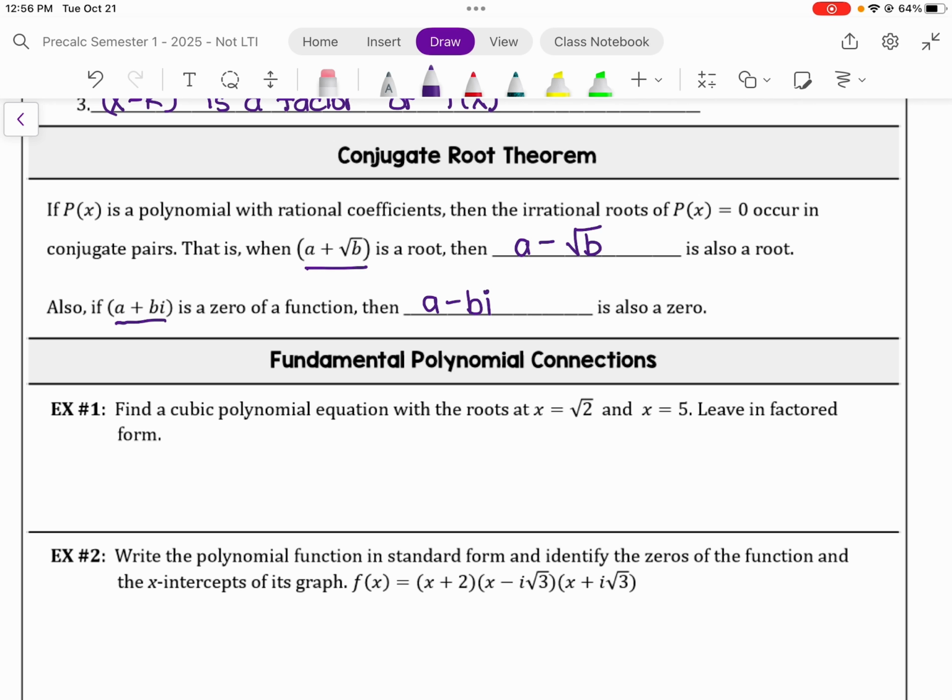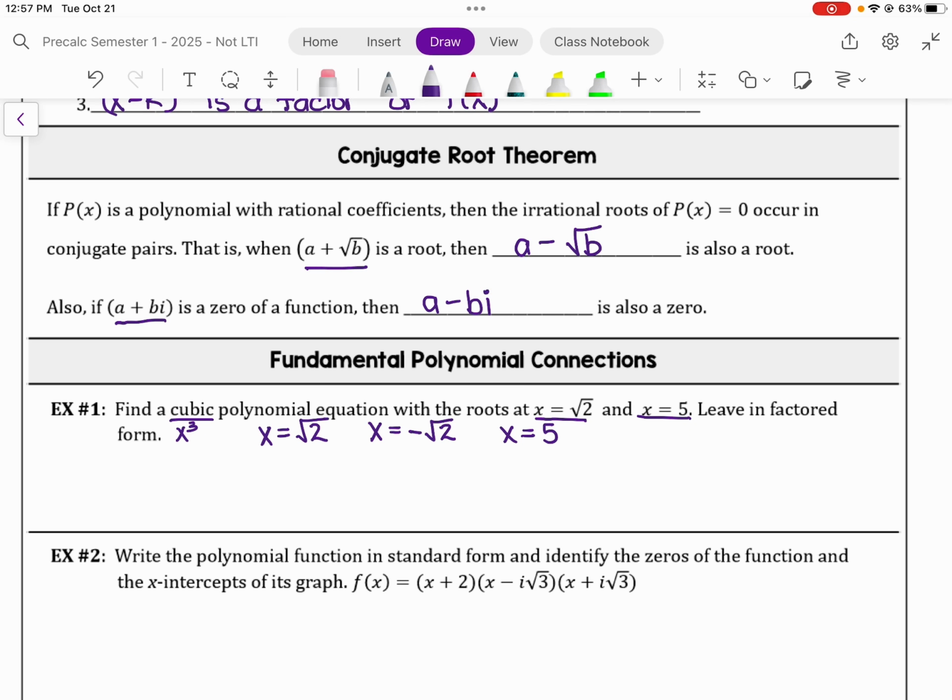What does that look like with examples here? It says find a cubic polynomial with the roots at x equals square root of 2 and x equals 5, and leave it in factored form. You may be thinking to yourself, cubic, that's x cubed, that means I should have 3 roots. I have 1, 2. This is where I use that theorem above that says, if I know square root of 2 is a solution, then negative square root of 2 also has to be a solution. And then I have x equals 5. Now I have 3 different ones.